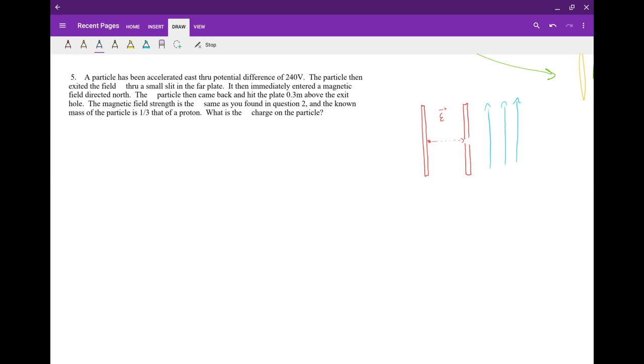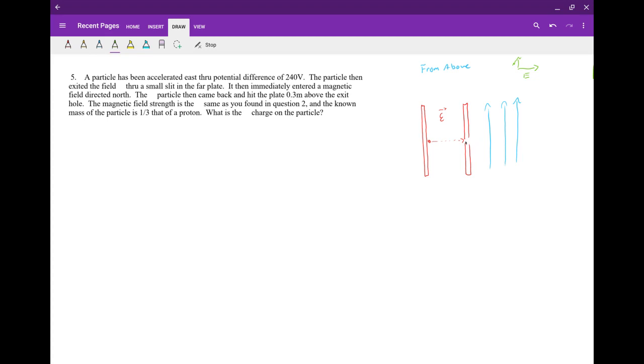That's directed north, and our vision is from above. So basically that's east and east there and north there. It then immediately enters this magnetic field. The particle then comes back and hits the plate 0.3 meters above the exit. So here was the exit, and so it must come back.